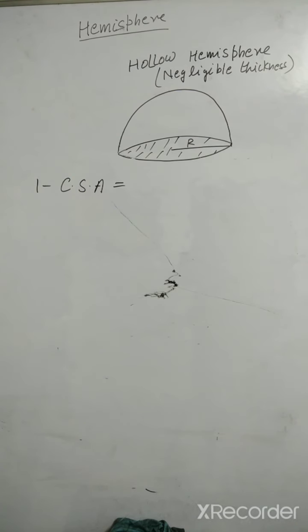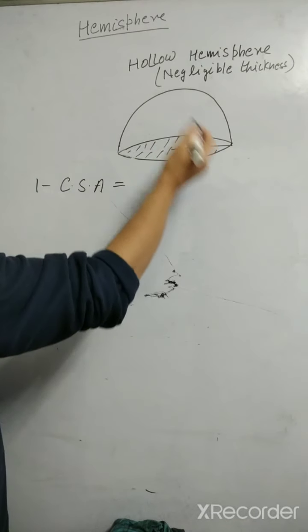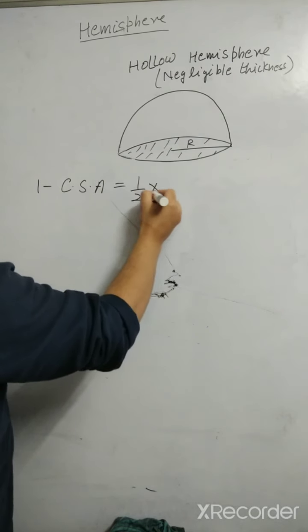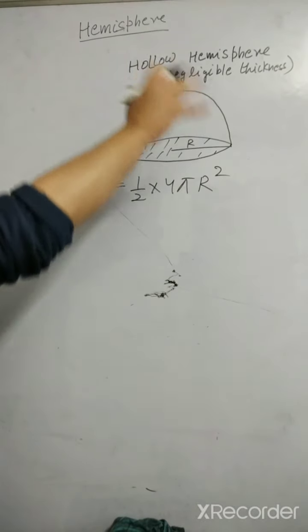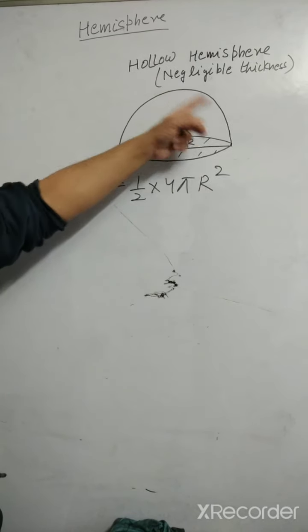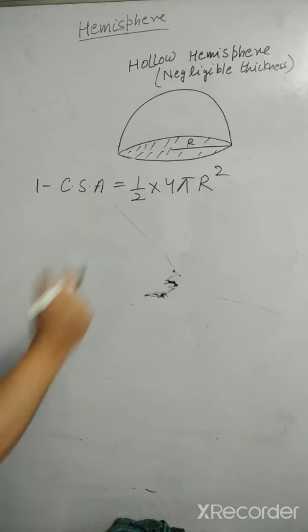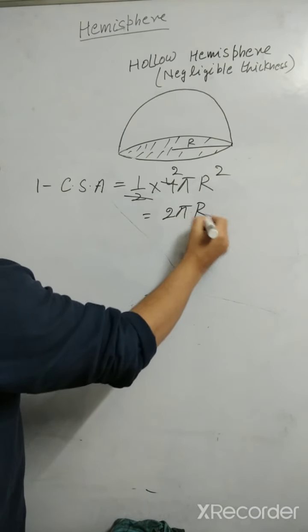So let's first calculate its curved surface area. The curved surface area of this hemisphere with negligible thickness will be half the curved surface area of a sphere. That is half into 4 pi r square. This is the curved surface from outside, right? From inside also there is a curved surface. So first let's calculate it. It will be how much? 2 pi r square, right?